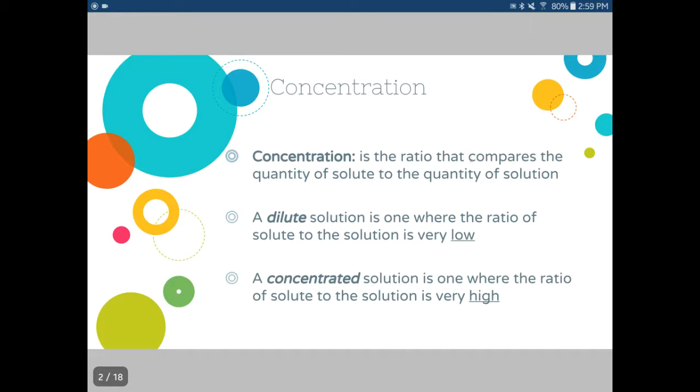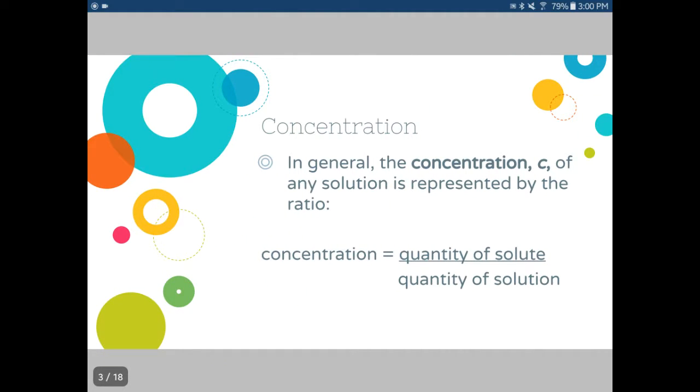Concentration is essentially the ratio that compares the quantity of solute to the quantity of solution. So we're looking at how much solute is dissolved in a solvent. A dilute solution is one where the ratio of solute to solvent is very low. It would be like dissolving 0.5 of a gram into 10 liters of water, where a concentrated solution would be like dissolving 10 grams into 1 liter of solution. So you might get a difference in concentration depending on how much solute you dissolve in a solvent.